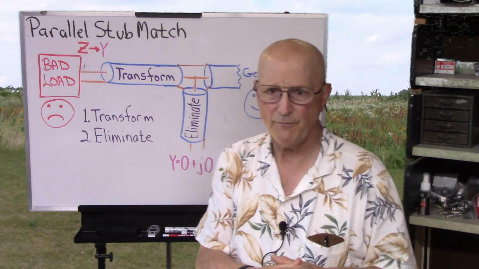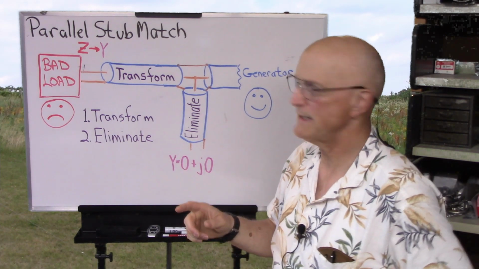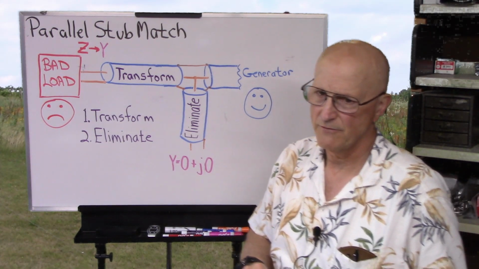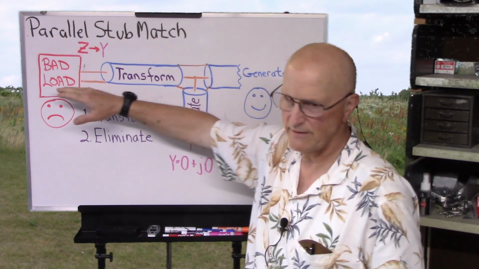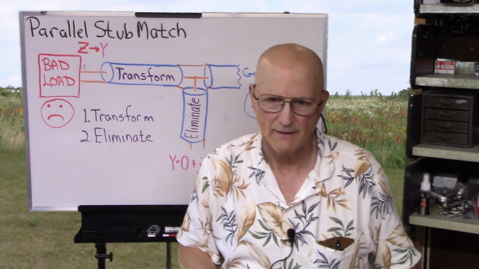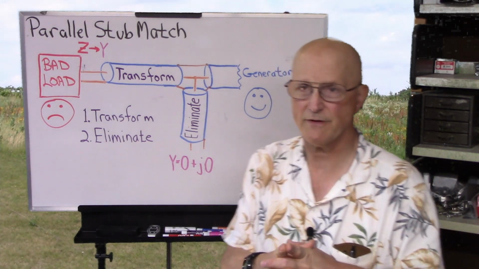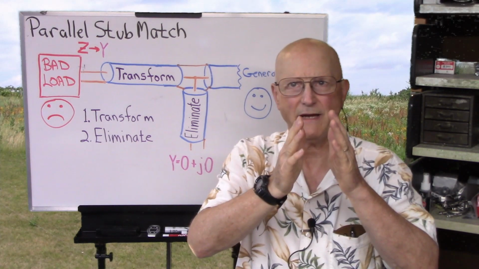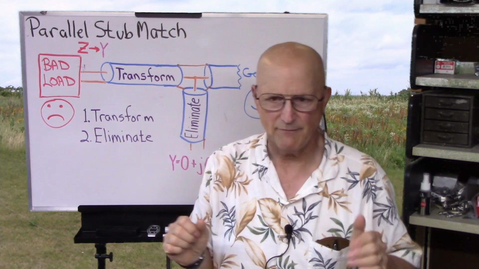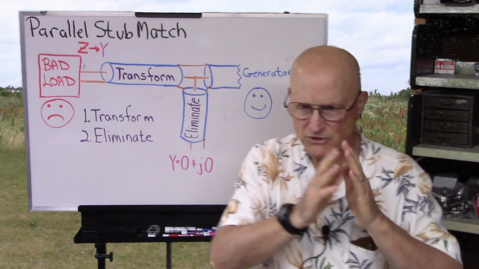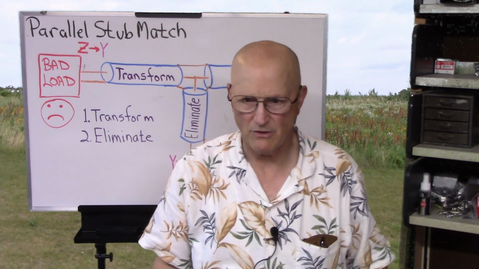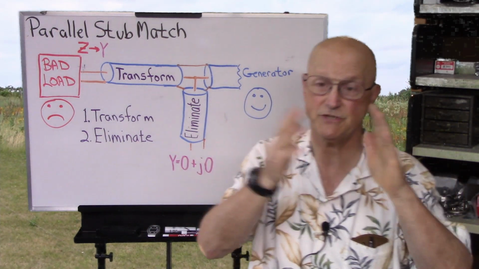In short, a stub match works in a two-step process, summed up in 2 words, transform and eliminate. First, we want to transform the unwanted or imperfect impedance into something that we want. Now, as I said in the 3rd video in this series, while the SWR remains constant as you move along a transmission line, the makeup of that impedance changes. These changes in the makeup of the impedance happen in such a way that the reflection coefficient and thus the SWR never changes.